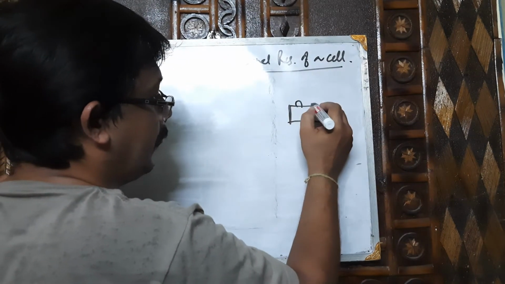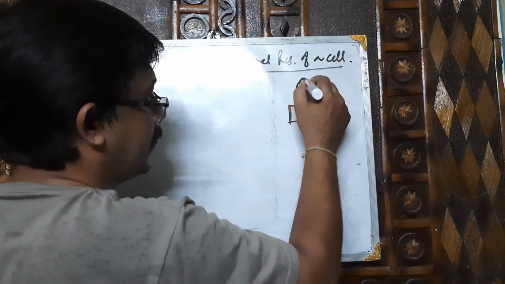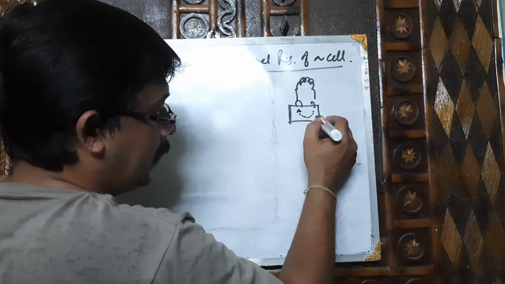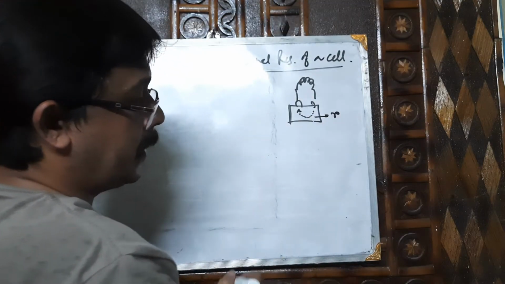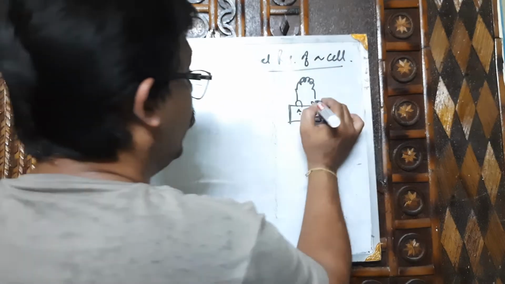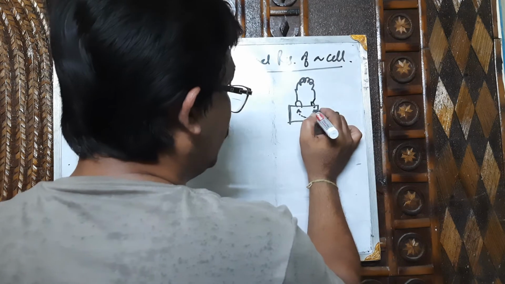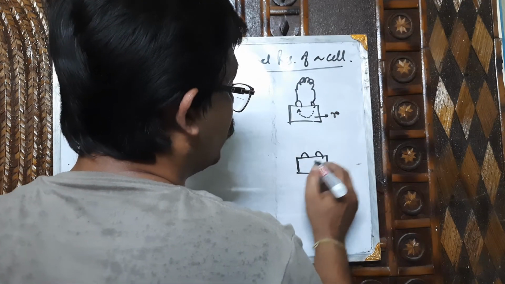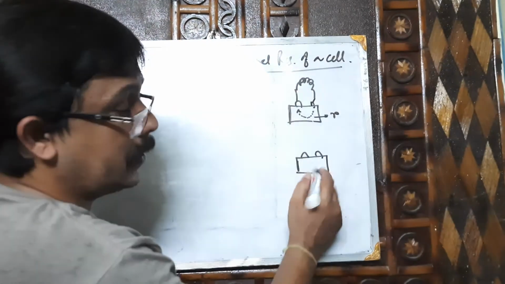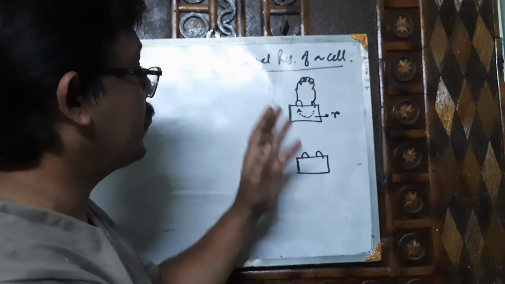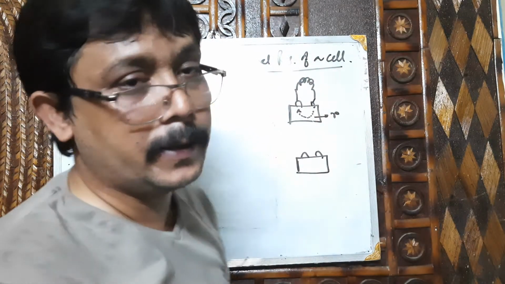When the battery is connected with an external circuit, suppose a bulb, current passes through the electrolyte, and the electrolyte has some resistance, which is called the internal resistance. When the external circuit is added, only then does current pass through the electrolyte. In an open circuit, no current flows through the electrolyte, so there is no question of any resistance arising. So the internal resistance concept comes only when an external resistance is connected.